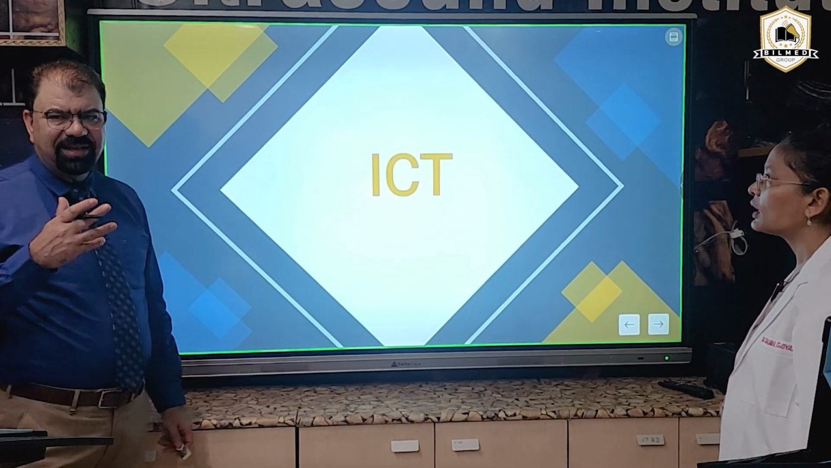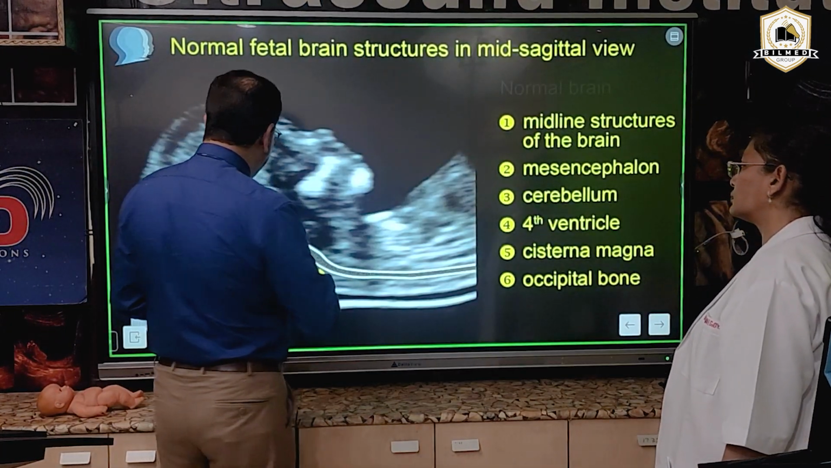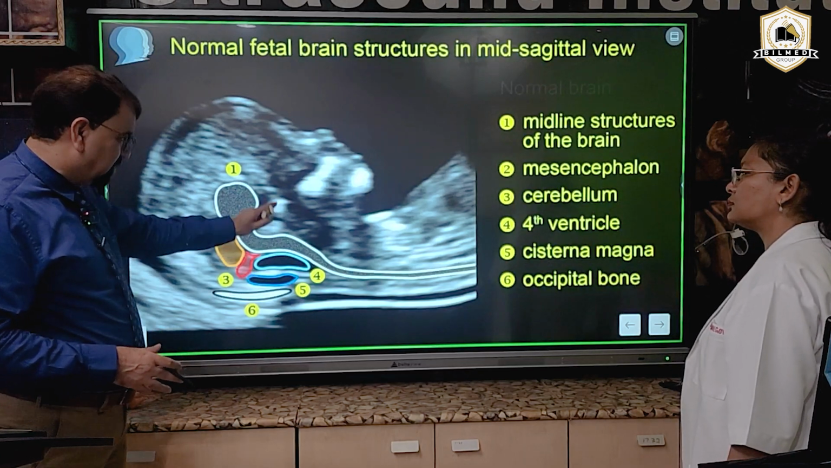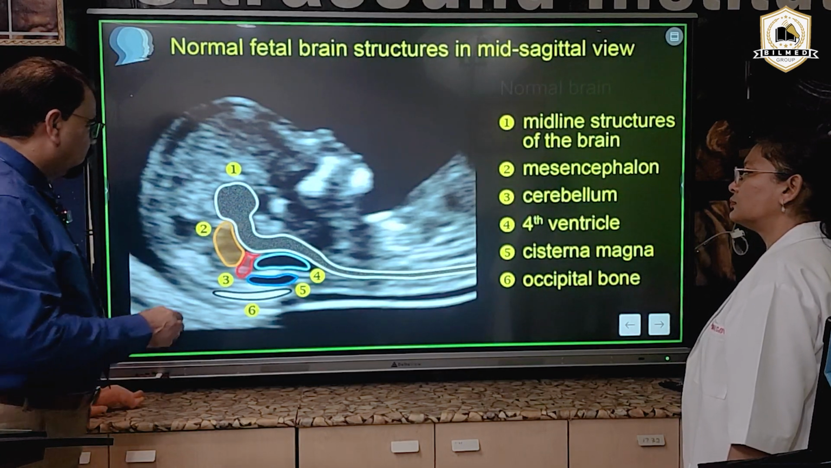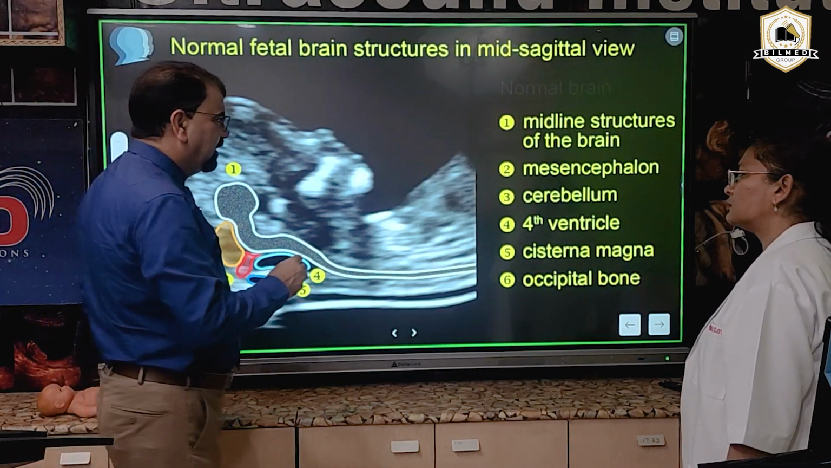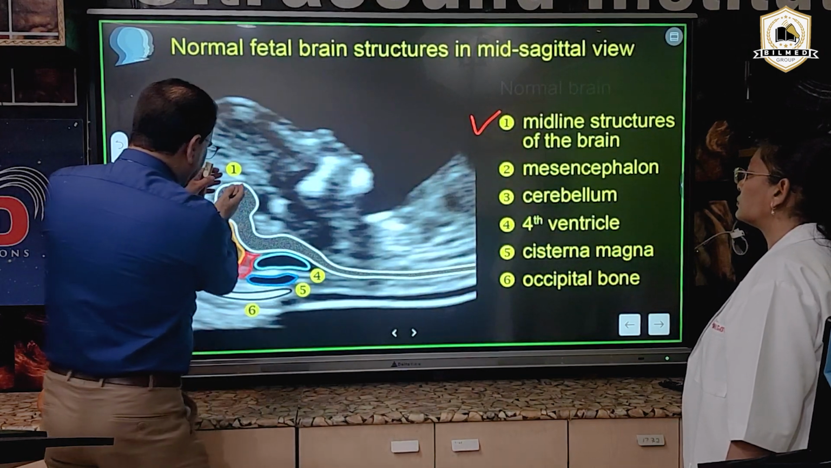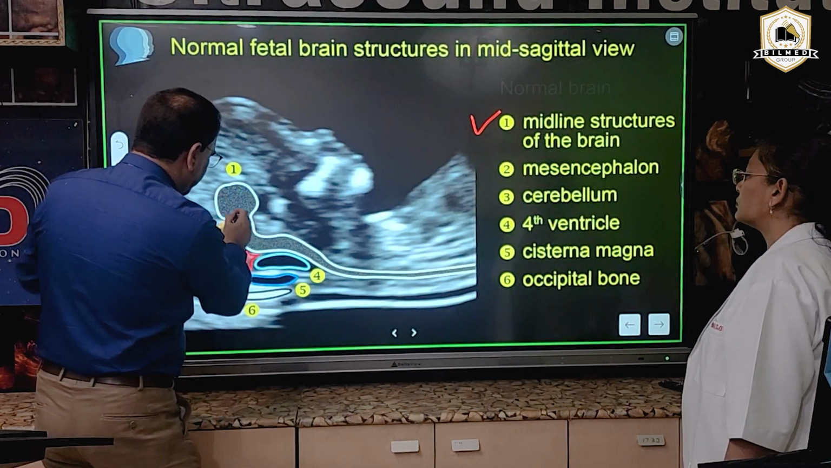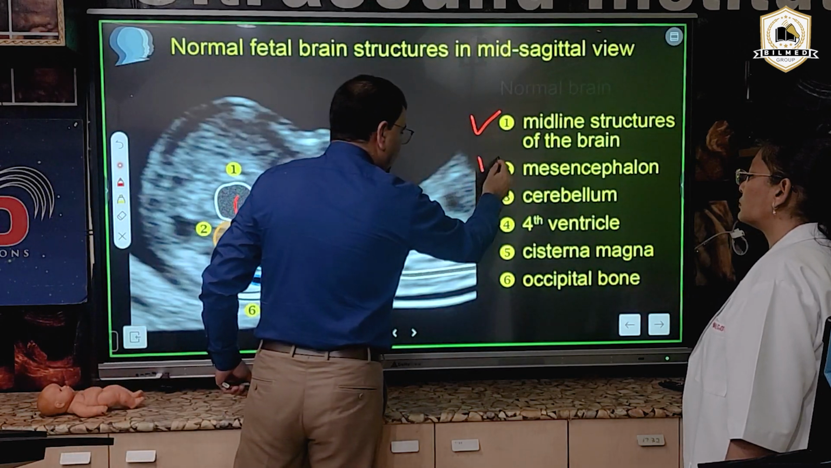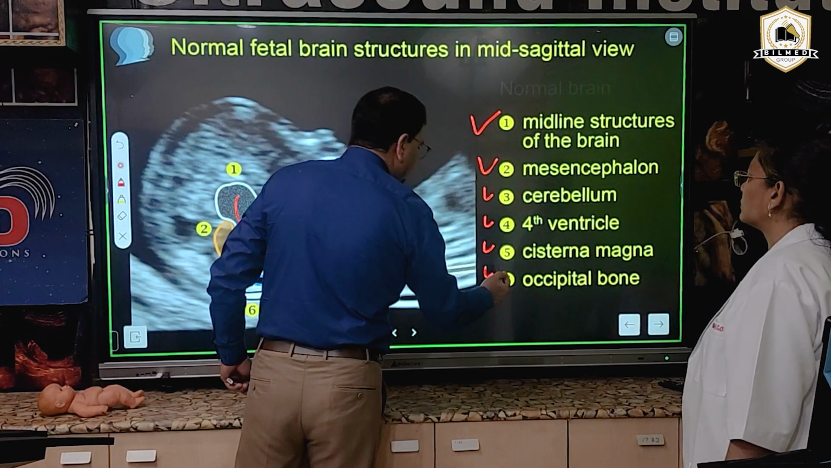Now, next is the ICT, that is the intracranial translucency. When I say intracranial translucency, I have to understand the structures inside the brain. So first I have the midline structures of the brain, they are here. Then I have the mesencephalon, cerebellum, fourth ventricle, cisterna magna, and occipital bone.